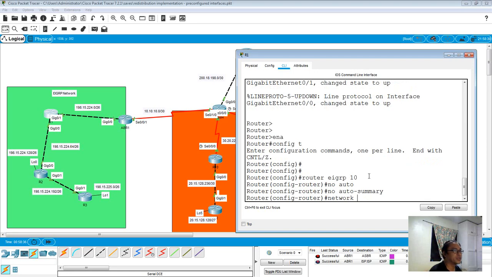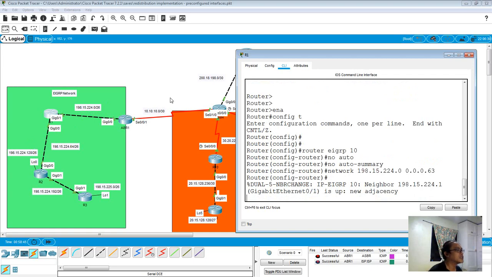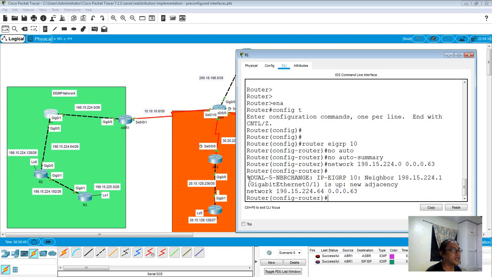Then the network. It has two networks, this network and this network here. So that's 198.15.224.0 with the wildcard mask of 63. Then the other one is 2.64. If you notice DUAL, everybody knows what DUAL is already. It shows up first if our protocol is EIGRP. D stands for Diffusing Update Algorithm. So there is a change from EIGRP 10, and the neighbor is 224.1 here. Okay, so the next network is this one.